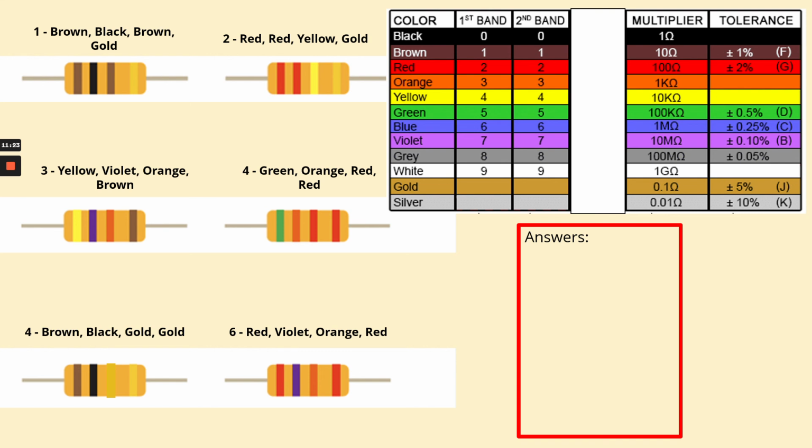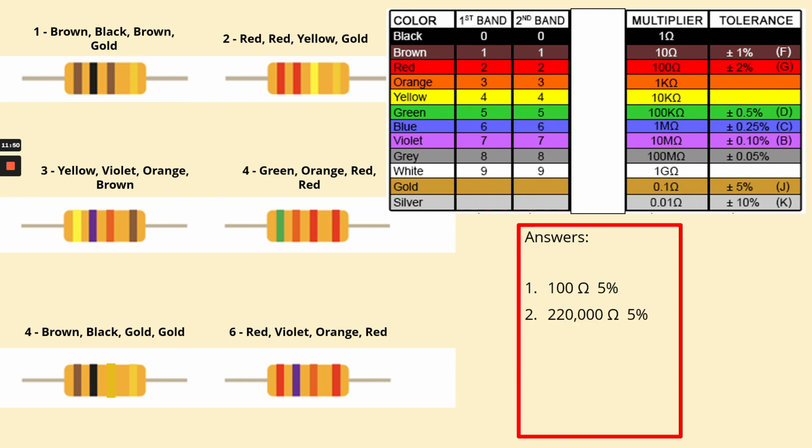Fantastic. If you're watching this part of the video, that means you have given it your best shot at calculating these resistance values. So let's go through the answers and see whether you have got them right. So for number 1, the resistance is 100 ohms with a tolerance of 5%. Give yourself a tick in green pen if you got it right. If you got it wrong, make your green pen corrections.